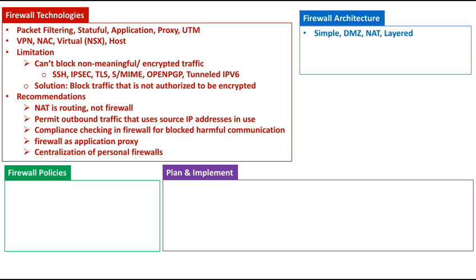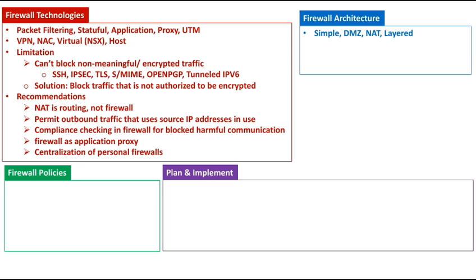The next portion of this document is the firewall architecture. There are different firewall architecture or deployment options. For example, there is a simple deployment of firewall in which all the internal hosts are connected to the firewall, and then this firewall is connected to the outside world.